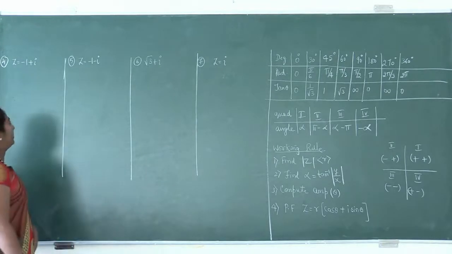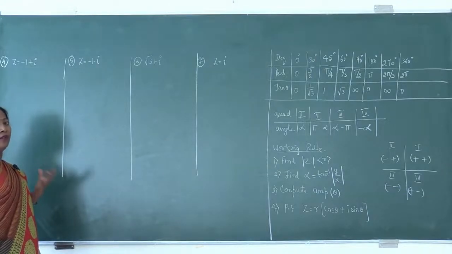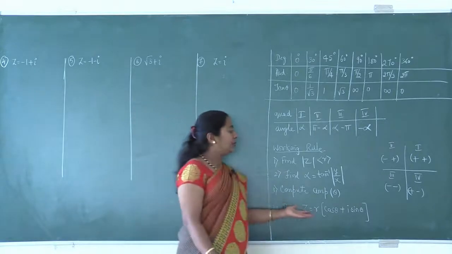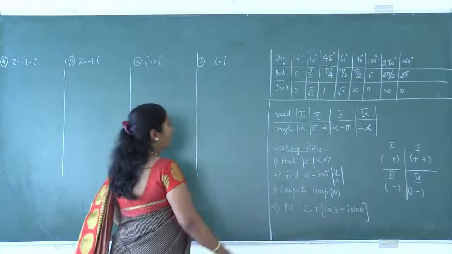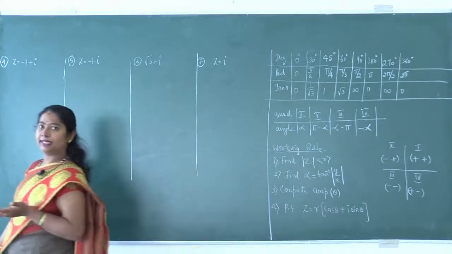The 4th problem is z is equal to minus 1 plus i. We need to represent this complex number z in the form of polar form. So what is the polar form representation? z is equal to r into cos theta plus i sin theta. So what is the first step here? To find mod z, and we call this mod z as r.